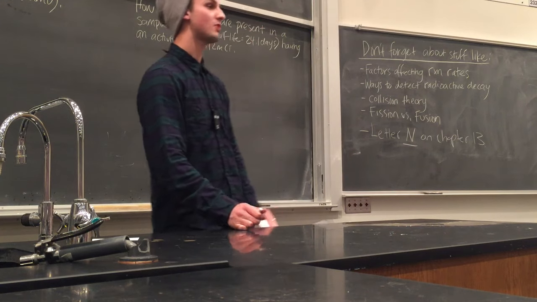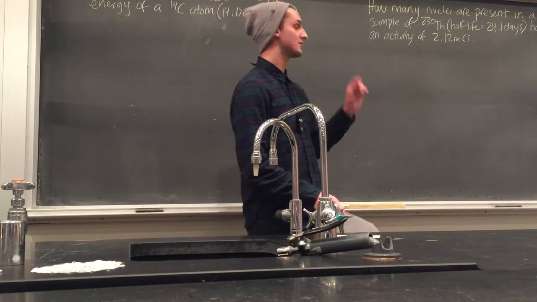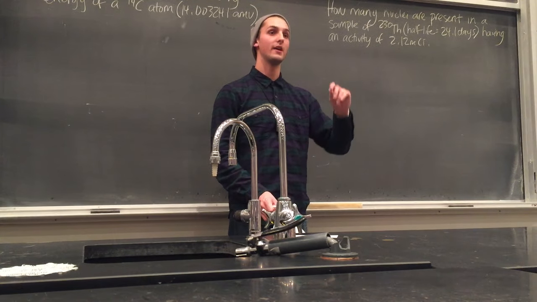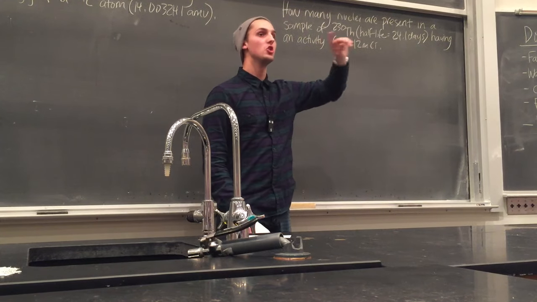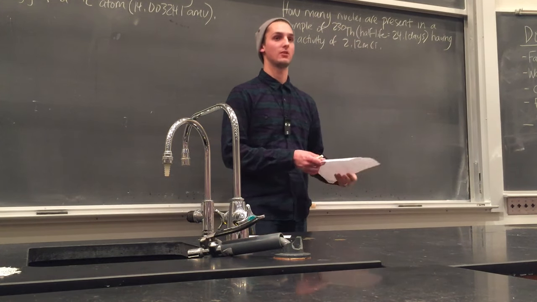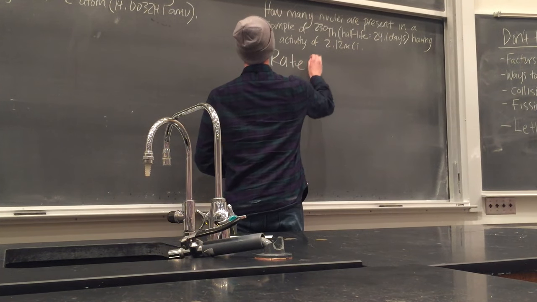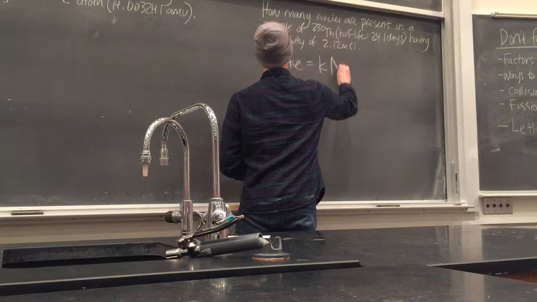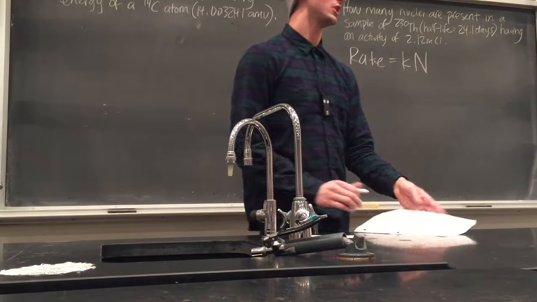Now, when you read this problem, I know you guys haven't had a ton of practice with this, but there's an equation that you need to know that you should immediately think of as soon as they talk about how many nuclei are present, okay? And that equation is rate equals kN. Make sure you know that one. It's the only way you can solve this.